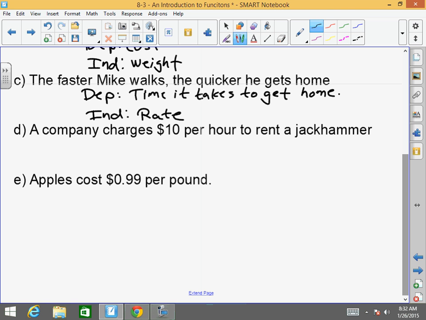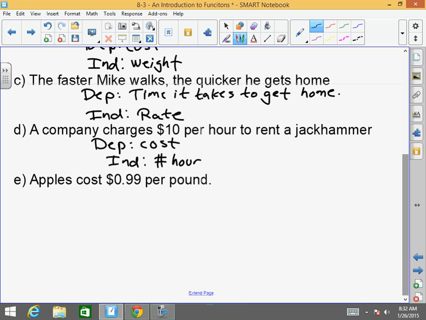Well done. A company charges $10 per hour to rent a jackhammer. The dependent is the cost. Very good. And then the independent is the number of hours. If I rent it for 1 hour, it's $10. If I rent it for 10 hours, it's $100.